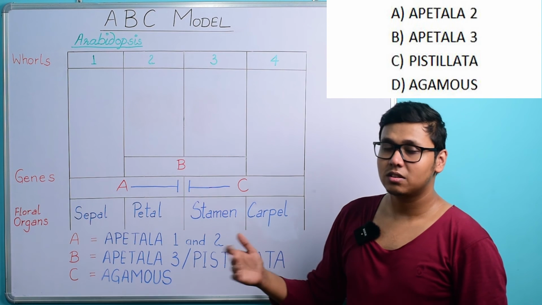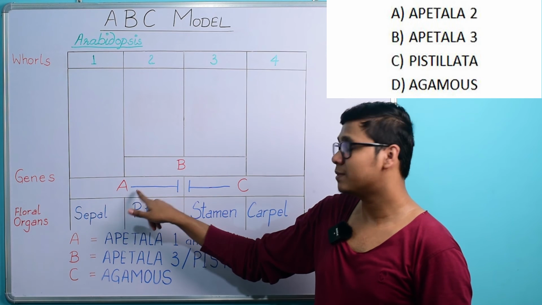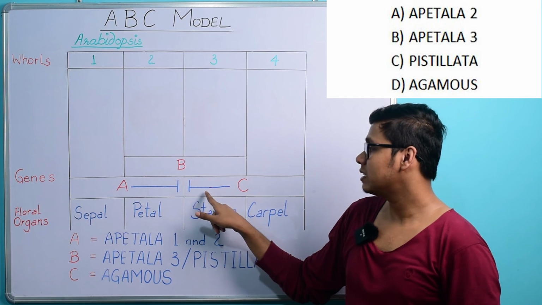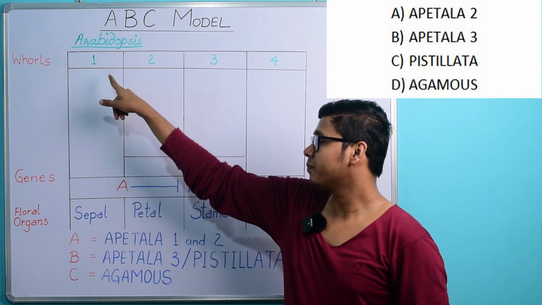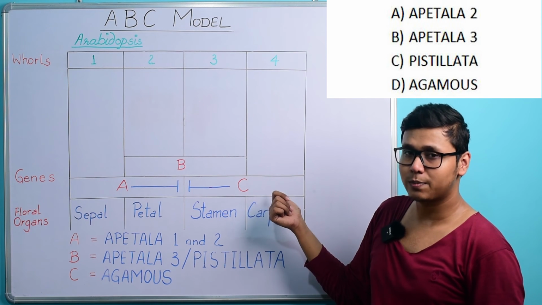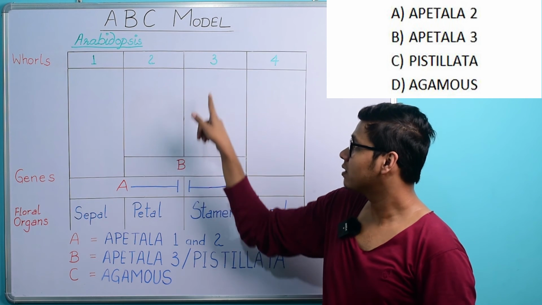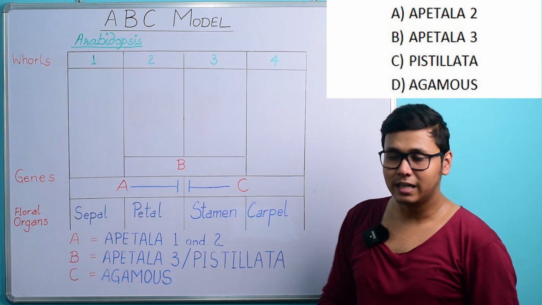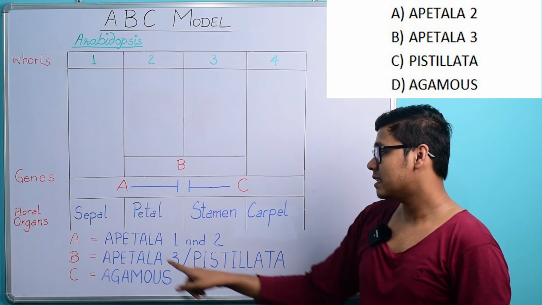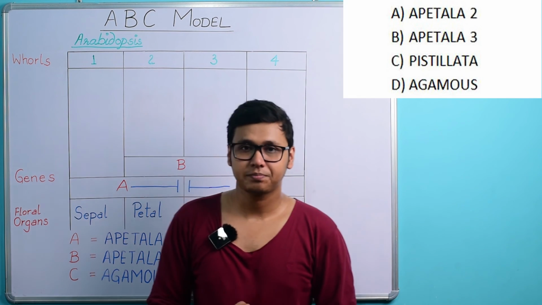In absence of which gene can this happen? This can happen only when A gene is mutated, because only when A gene is mutated, C gene can express up to wall 1, and only when the C gene is expressed alone, it causes the formation of carpel, and C gene along with B gene causes the formation of stamen, right? So in that way you can find that it is A gene mutant, and the answer says Apetala 2, which is option A. So A option is correct, right?